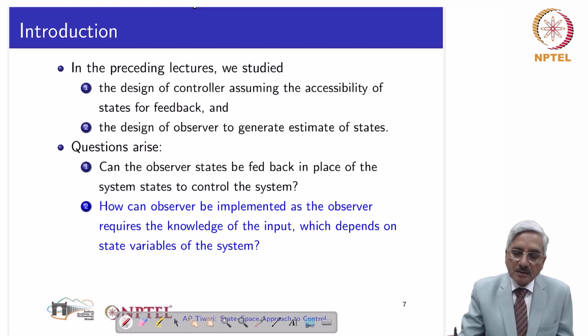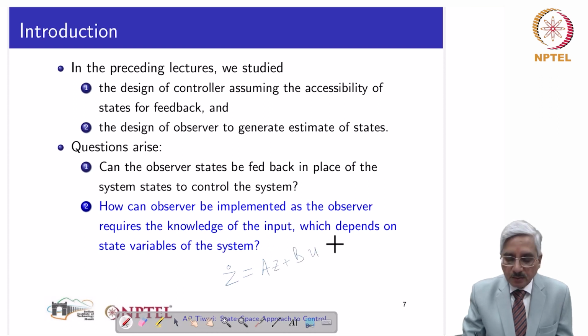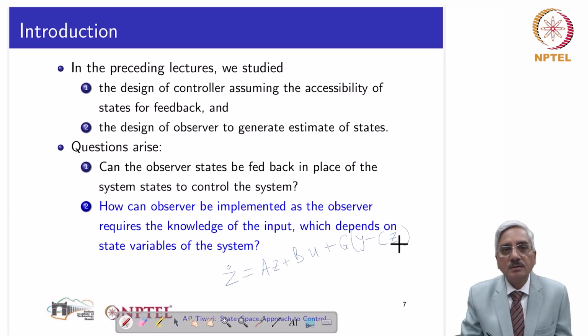The observer equation was something like, let me write here, z dot equal to Az plus Bu plus G times (y minus Cz). Now of course, assuming that this gain G of the observer has been designed, A and B are known.